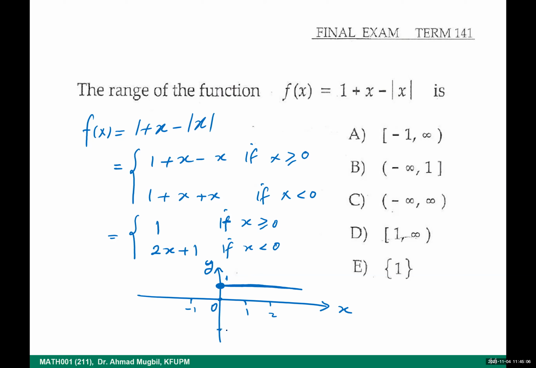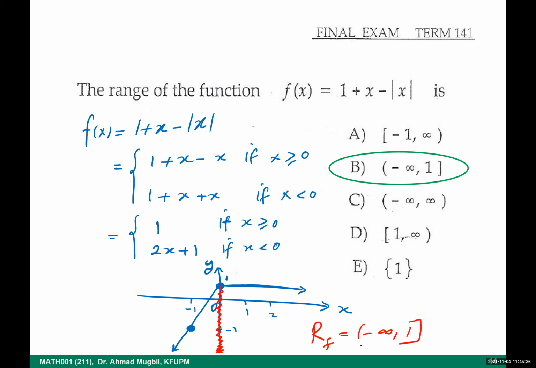So y will be negative 1. So at negative 1, we have the point (negative 1, negative 1). Here it is. Connect these 2 points, and you have this line. Now, this is the graph of your function. Look at the range. What is the range? The values of y? Negative infinity. The range of this function is from negative infinity up to 1 closed. Right? This is the answer.